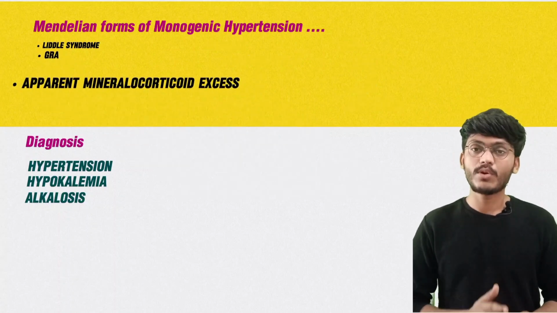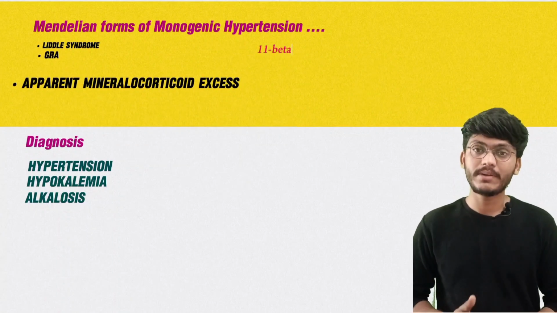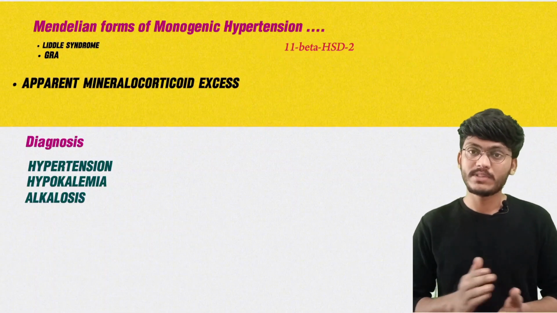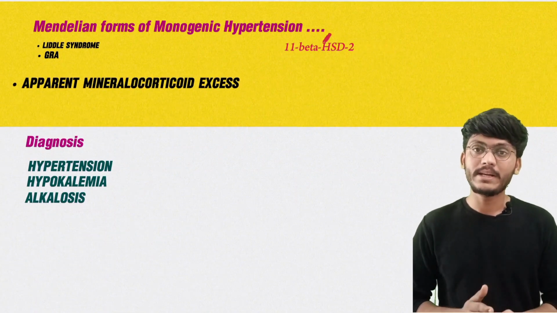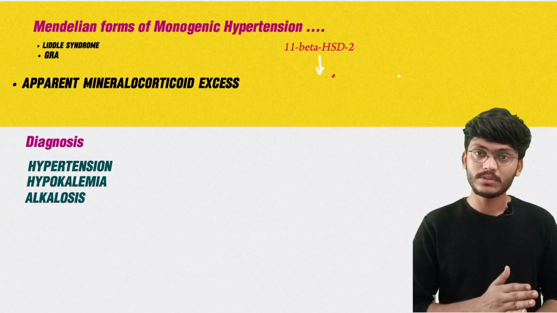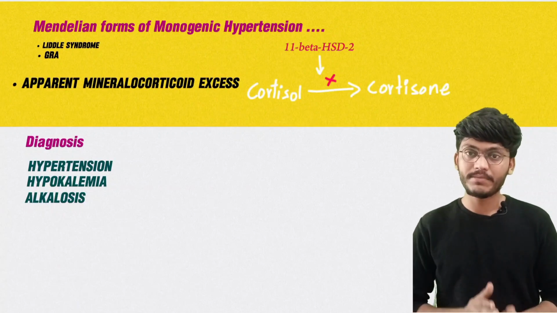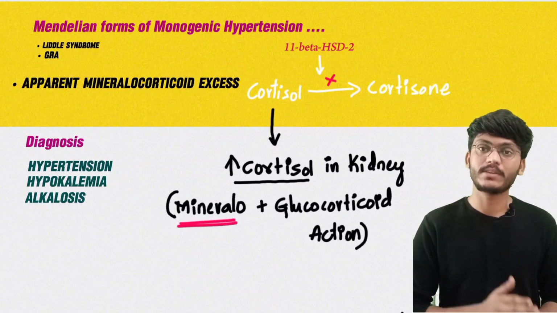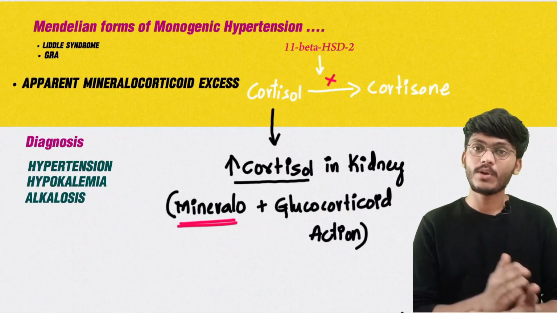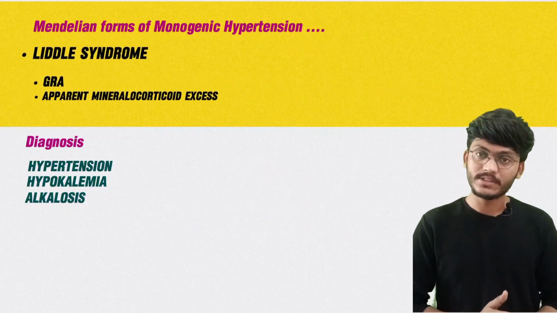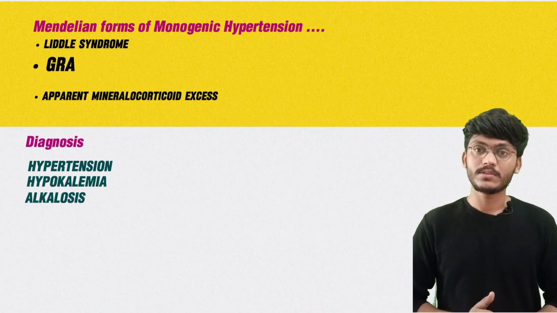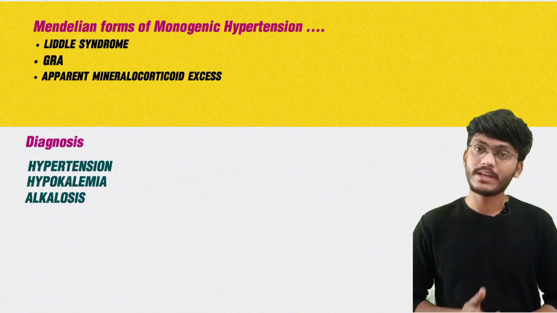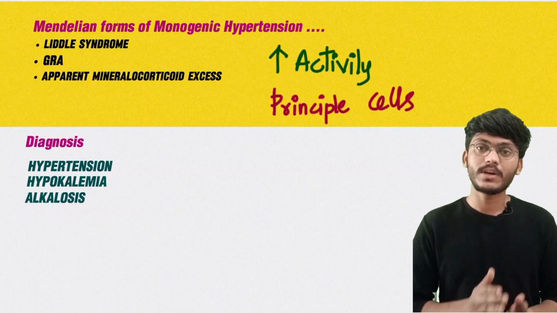And the last one, apparent mineralocorticoid excess, occurs because of deficiency of 11-beta hydroxysteroid dehydrogenase, that is 11-beta HSD type 2 enzyme, which is present in the kidney. This enzyme will be defective in apparent mineralocorticoid excess. So the conversion from cortisol to cortisone will be defective. Since the cortisol levels are increased in the kidney, and cortisol has both mineralocorticoid and glucocorticoid action, cortisol will stimulate mineralocorticoid receptors. So Liddle syndrome, glucocorticoid remediable aldosteronism, and apparent mineralocorticoid excess, all these three syndromes occur because of increased activity at principal cells of the cortical collecting duct.